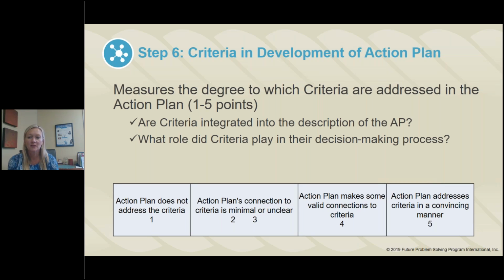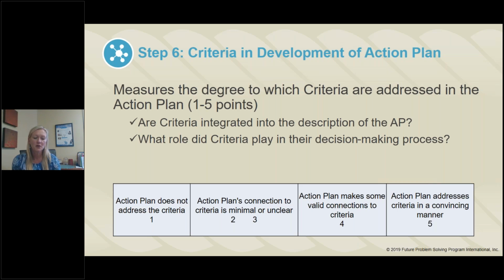If they address the criteria in a convincing manner, that would be up to 5 points. Some valid connections would be 4. If the criteria is minimal or unclear, that would be a 2 or a 3. If it doesn't address the criteria at all, that would result in the score of a 1.